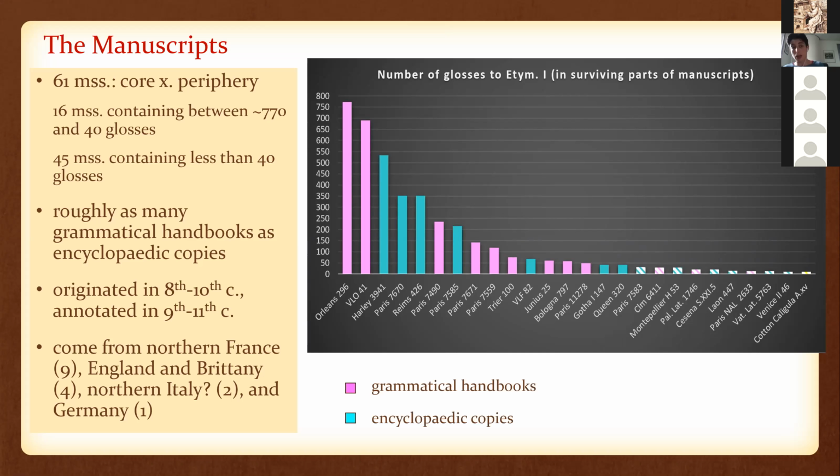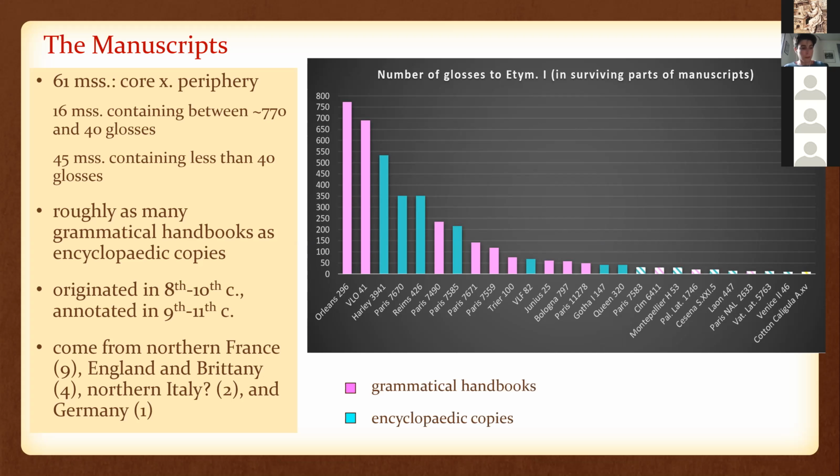And then there are 45 additional manuscripts which contain fewer than 40 glosses. These glosses come from the same pool of material, but they are much less represented. It's clear they're somehow related to the core, but it's not entirely clear how. Some of them are also in this chart, the ones that contain the most glosses, and they are represented by this striped color. As you can see from the color coding, there are some grammatical handbooks and also encyclopedia copies, and they appear in both groups. The manuscripts come from the 8th to 10th century, but they were annotated in the 9th to 11th century, slightly later than when they came into being. Most of them come from northern France, but there are also some manuscripts from England and Brittany, northern Italy perhaps, and one manuscript from Germany.